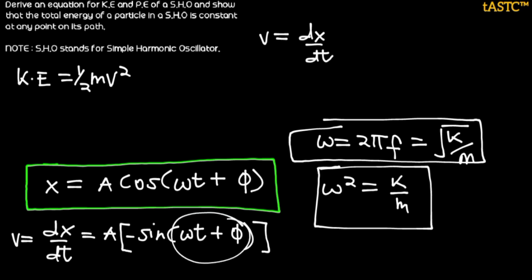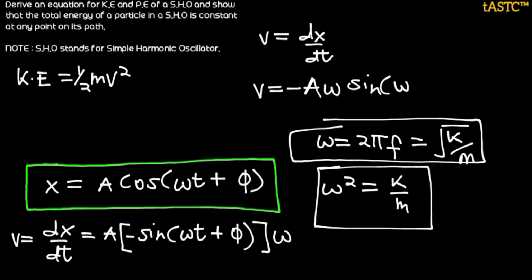Now we need to differentiate the angle also. This phi is going to be a constant, so the derivative of that one is basically going to be 0. So we need to find the derivative of omega t with respect to t, that is going to be omega. So that will be what we'll be left with. So let us rewrite it. Now rewriting it, we're going to have that v is going to be equal to minus A omega sine of omega t plus phi. So that is what you're going to have.